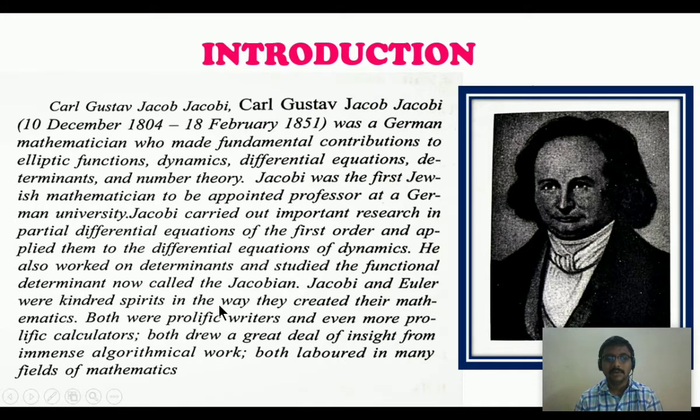Jacobi and Euler were kindred spirits in the way they created their mathematics. Both were prolific writers and even more prolific calculators. Both drew a great deal of insight from immense algorithmic work. Both labored in many fields of mathematics. He is Carl Gustav Jacob Jacobi.